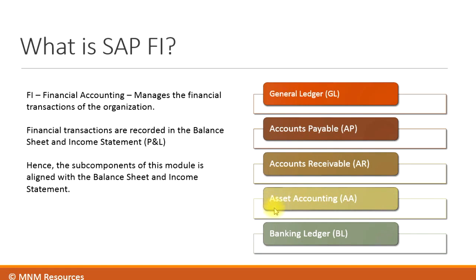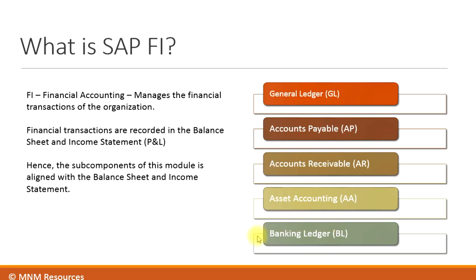Then you have asset accounting. Now the term asset accounting is specifically for the fixed assets. So fixed assets, of course, are your land, buildings, vehicles, anything to do with heavy machinery. It's all your fixed assets, and it comes under the asset accounting side of SAP.